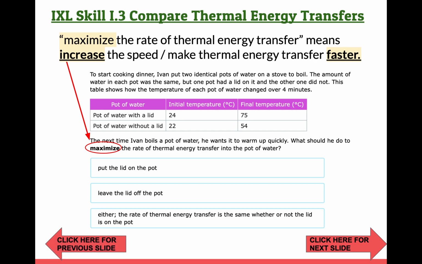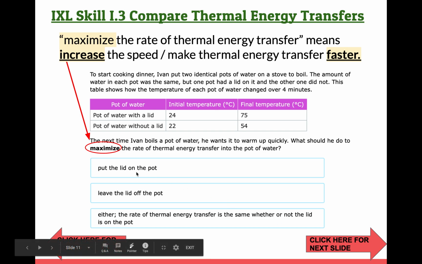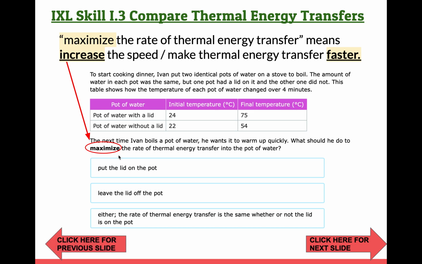Now I'm going to go over how to do your IXL. So if you get stuck, watch the end of this video so that you know how to solve these IXL problems. In your IXL problems, you're going to see the word maximize. It says, what should Ivan do to maximize the rate of thermal energy transfer? What that means is maximizing the rate means increasing the speed, or making thermal energy transfer faster.